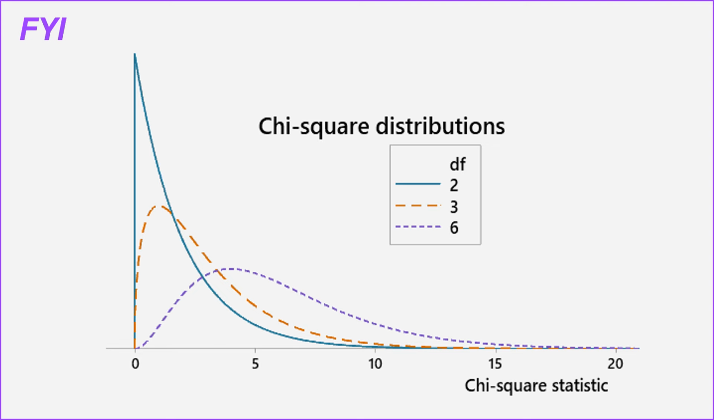For your information, here is what chi-square distributions look like. The different degrees of freedom just indicate where the peak of that distribution lies and how skewed that distribution is.